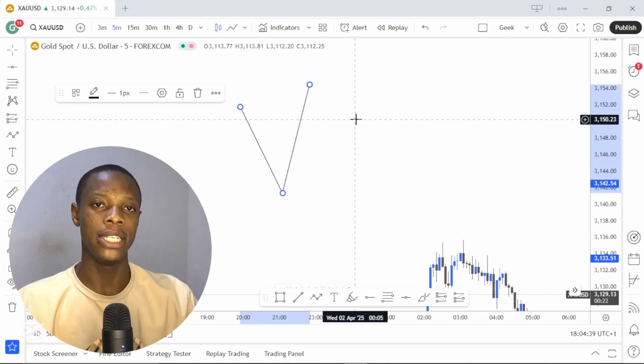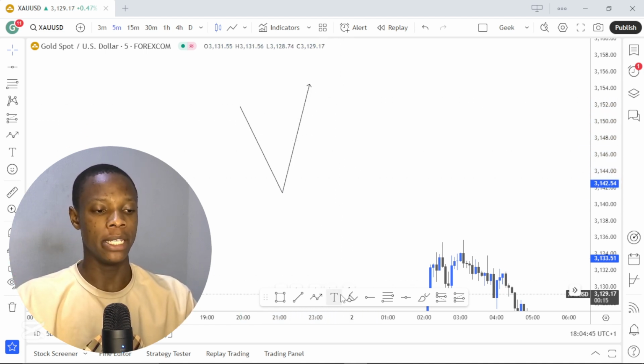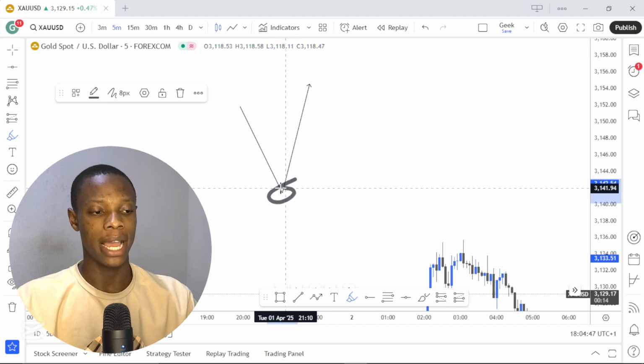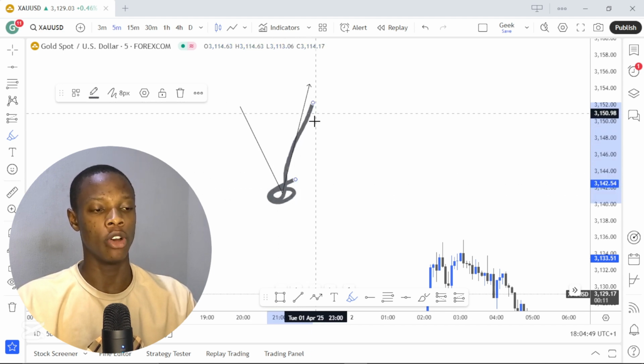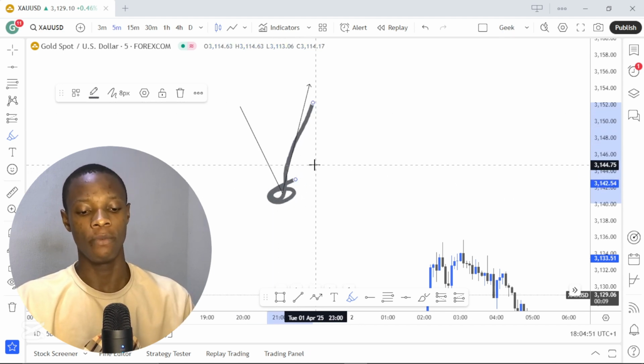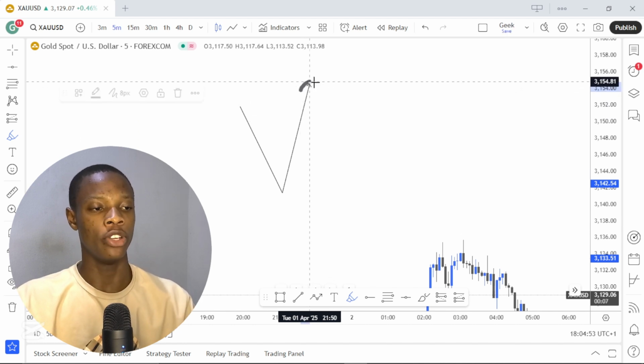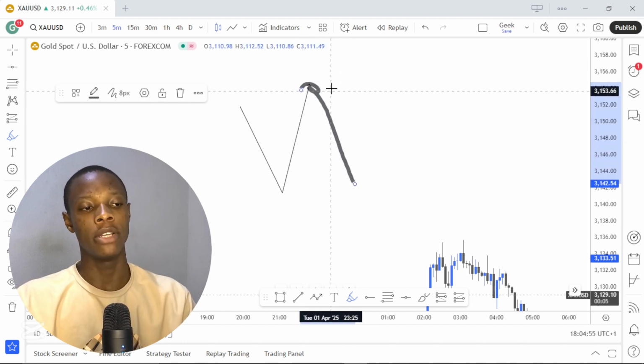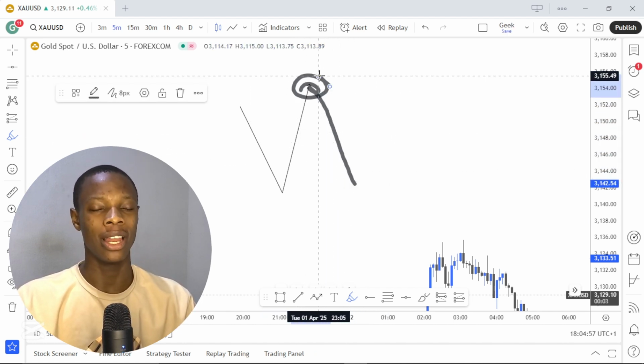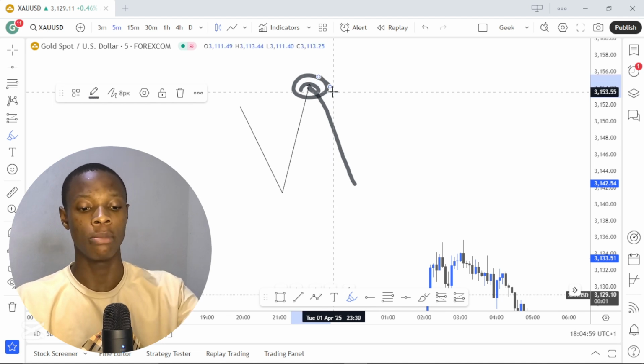Liquidity is what the market wants. If you see the market moving up, it means institutional traders were able to buy at that region. That's why the price started moving up from that region. Then if you see the price getting to a region and it starts going down, it means institutional traders were able to sell at that region. That's why the price was able to go down.